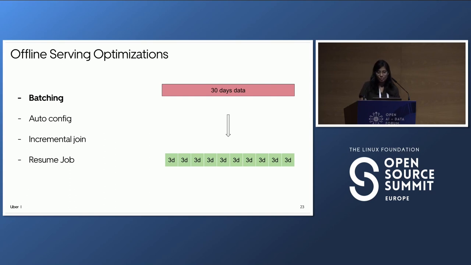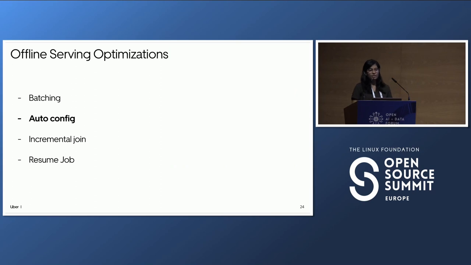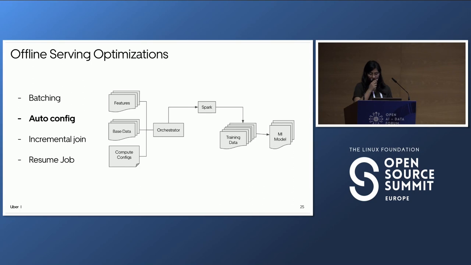The next thing we have done is auto-config. What we have seen in the past is that it's not very easy to configure a Spark job correctly. The reason for that is that you need three things to run a join operation. You need the features, you need the labels, and you need the compute configs.